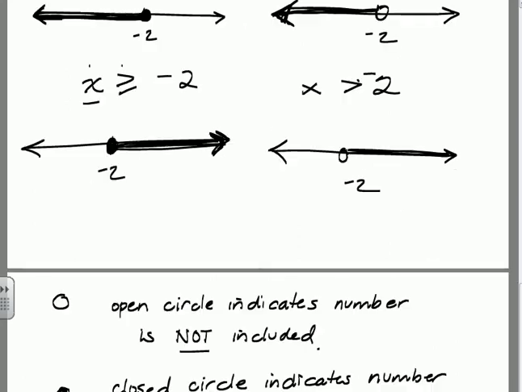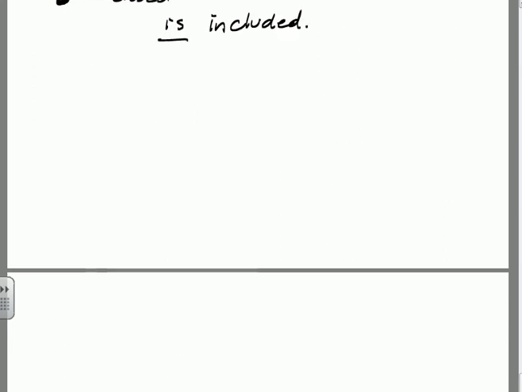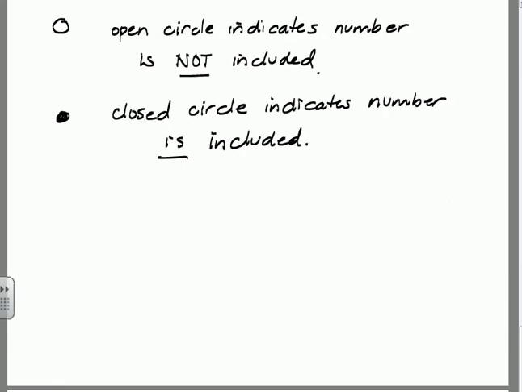Okay, so to recap, you're going to use an open circle to indicate that the number is not included in your answer. And you're going to be using open circles when the inequality is less than or greater than, no equals option there. And you're going to have a closed circle to indicate that the number, yes, in fact, is included. And you're going to see those closed circles when the inequality is less than or equal to or greater than or equal to.